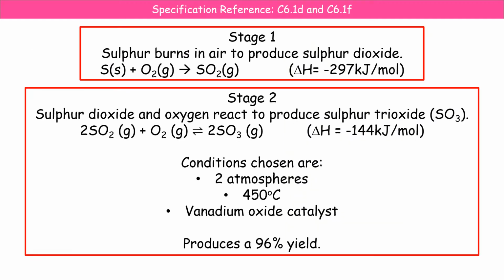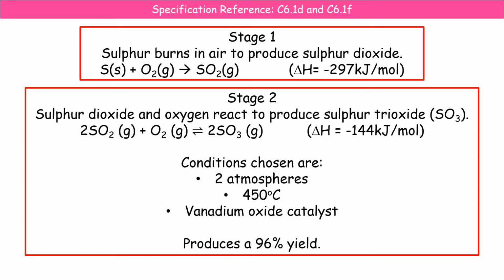Stage 1 then. Sulphur is burnt in air to produce sulphur dioxide. So realistically we add oxygen to sulphur and we make sulphur dioxide, SO2. Not reversible, quite a straightforward reaction to start. Stage 2 is a reversible reaction.